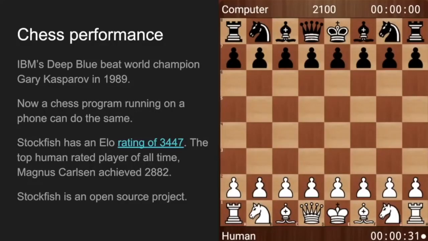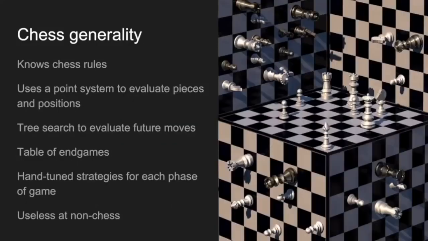The program and the human are not even comparable. They're not even close. It's worth noting that Stockfish is an open source project with code freely available and has a number of contributors scattered around the globe. Now, in terms of generality, Stockfish understands the rules of chess, and in fact, it understands them very well.